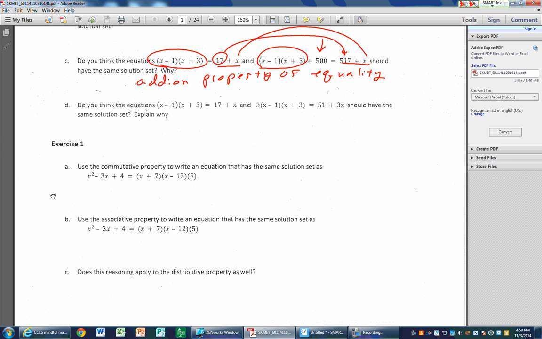So D, do you think the equation is x minus 1 times the quantity x plus 3 equals 17 plus x, and okay, now all of a sudden we're tossing some more stuff in. Talk to the person next to you and see what's going on here. Okay, now we see that this is 3 times bigger, but remember, don't try to distribute that. No, no. We're going to compare apples with apples, okay? There's a Macintosh apple, and there's a Macintosh apple. There's a Granny Smith apple, and there's a Granny Smith apple, okay?